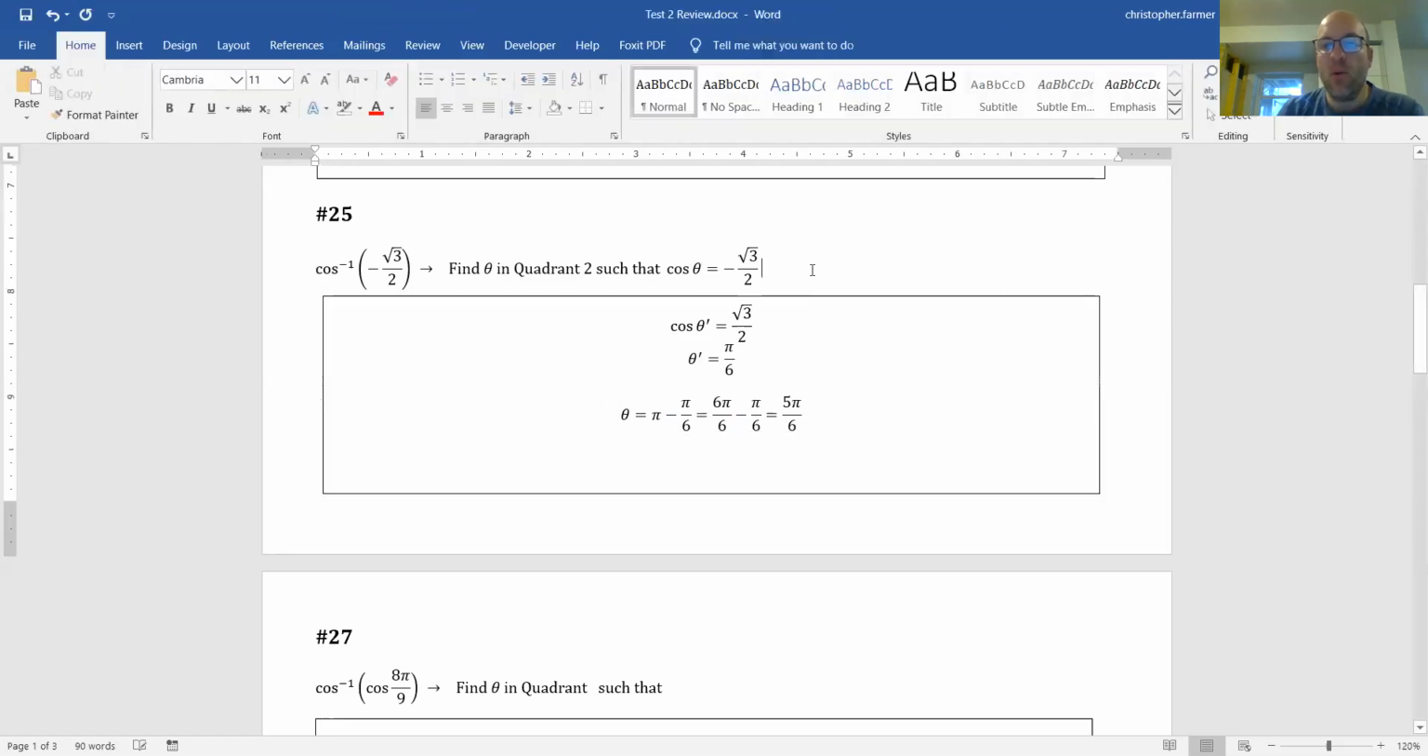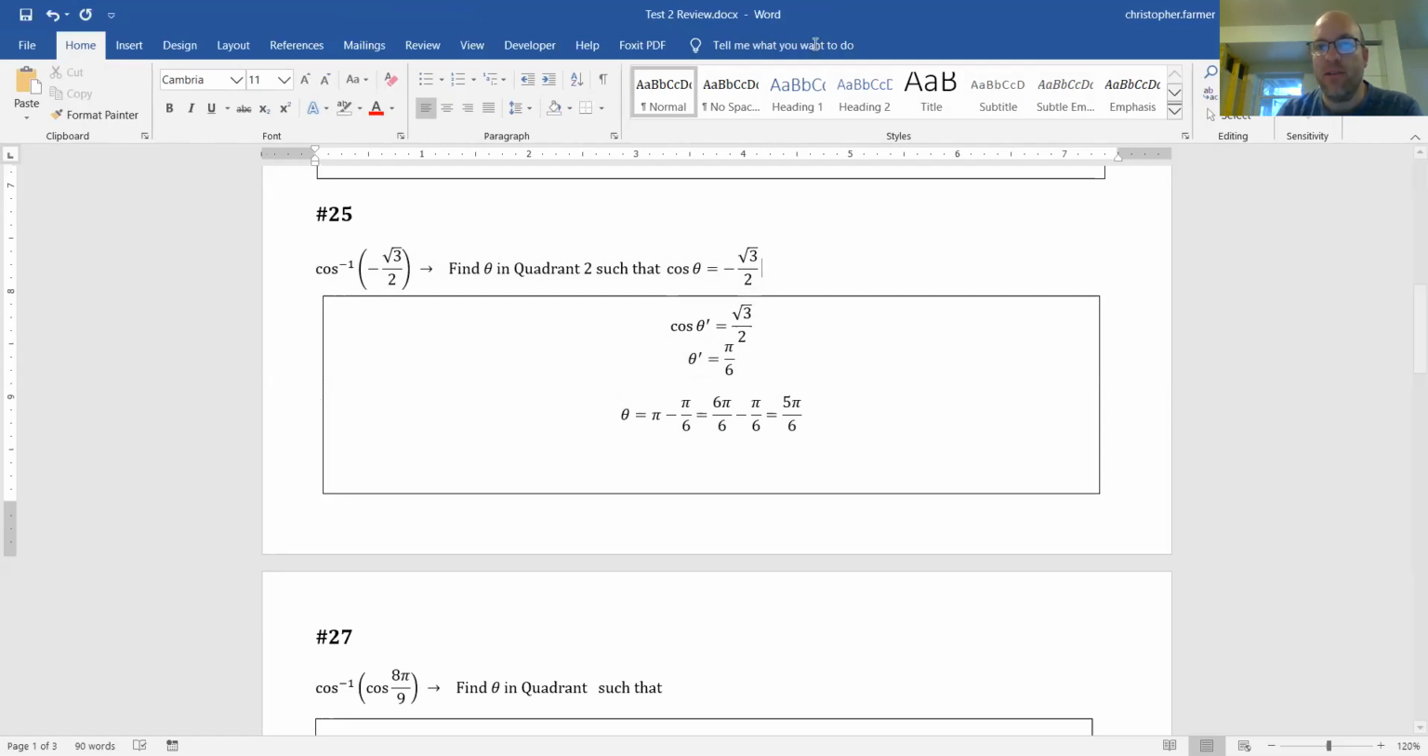And so you don't always have to find reference angles. Some of these are easier than others, but I would encourage you, especially with cosine, to think through it this way. You can do the same thing with sine and tangent, but those have different patterns that make things just a little bit easier to deal with.